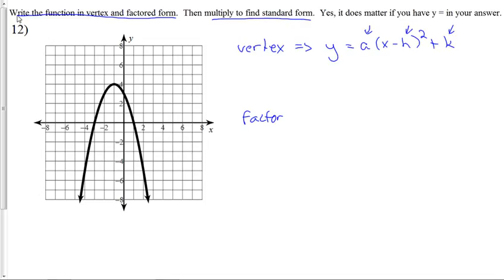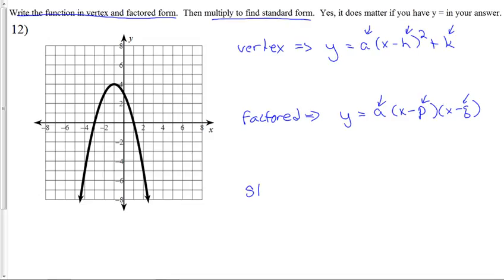Factored form looks like this, a, and then x minus p, and x minus q. So we need to know what a is, p is, and q. And remember, p and q are the x-intercepts.